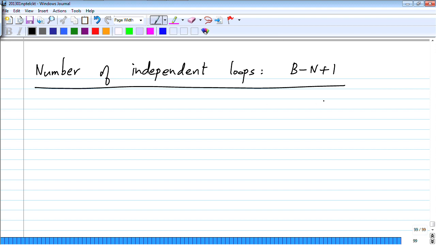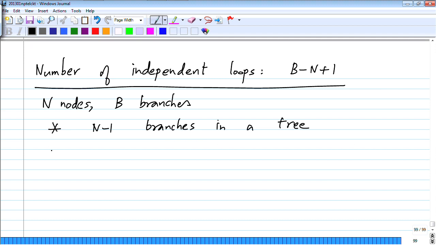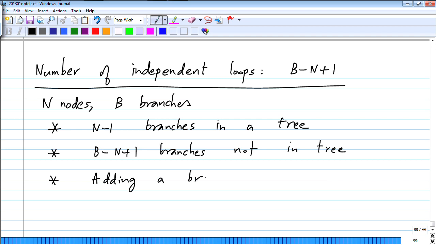Now I will just go through the argument once more for clarity. In a circuit with n nodes and b branches, we'll have n minus 1 branches in a tree, b minus n plus 1 branches not in the tree. So now adding a branch to a tree forms a loop.